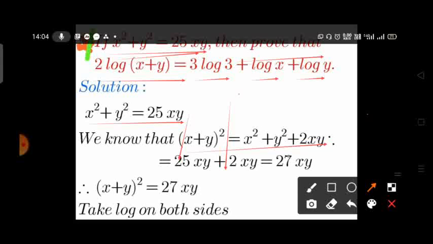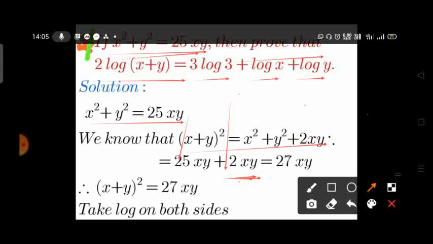In our earlier classes we have learned this type of formulas: x plus y whole square, x minus y whole square, like that. So by using that formula, see here, x square plus y square is equal to 25xy is given. Here we are just adding 2xy to both sides. So 25 plus 2, 27xy.